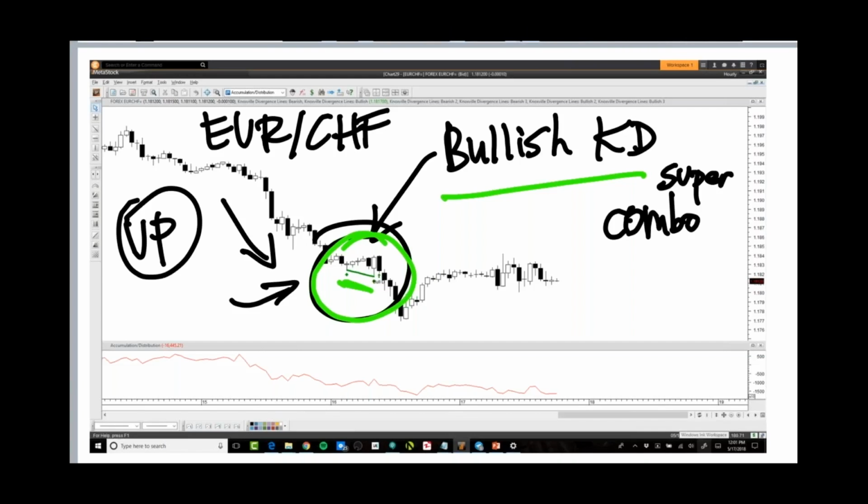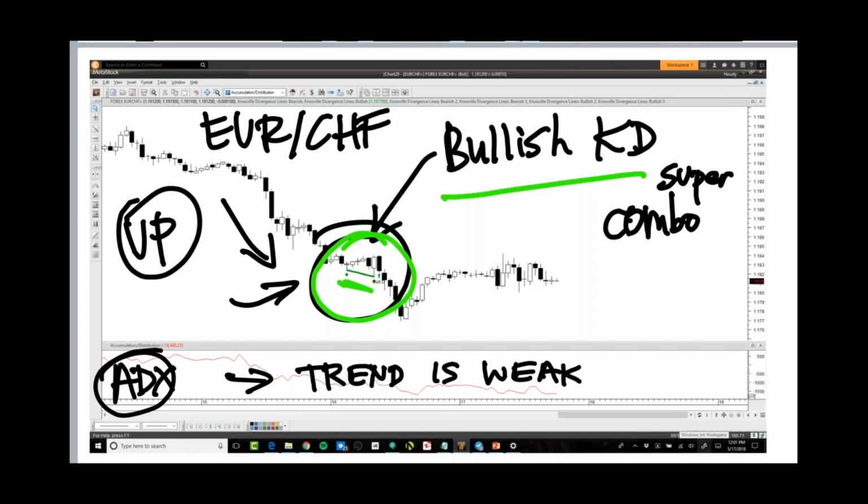Now at the bottom here, we have the ADX, which is typically just a technical measure of trend strength. And the ADX, when dropping, means the trend is weak, meaning the movement down, the strength of that is dissipating, and the lower the ADX goes, the greater the likelihood is that we're going to get a nice move up. And that is the way I break down a chart.